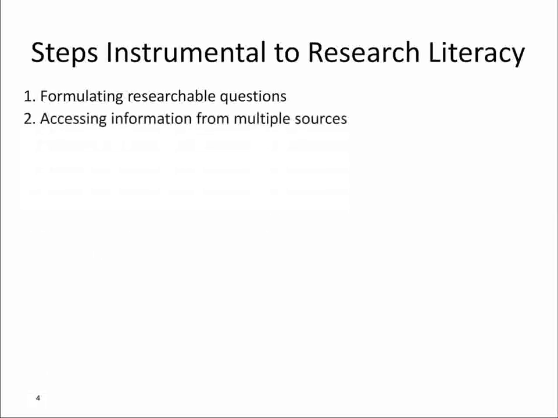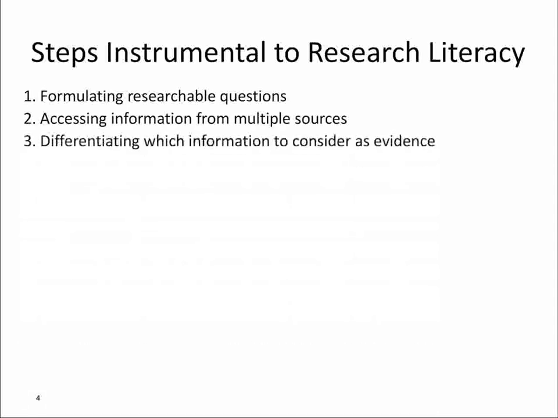There are several steps that are instrumental to research literacy. To be research literate in order to help your practice, you have to be able to formulate researchable questions, which means the question has to be focused, narrow, well-defined, something that you can search. In order to be research literate, you have to be comfortable accessing information from multiple sources. You have to be able to sift through a lot of information, making decisions as to which information constitutes evidence that's relevant to you.